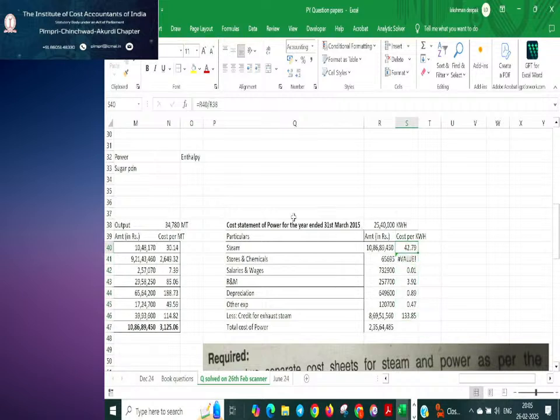Sorry, I forgot to lock the cell. So it is almost 9 rupees per kilowatt hour. 9 rupees 28 paise. So this is my cost of generating per kilowatt hour. This is my in-house cost, that is captively generated power.